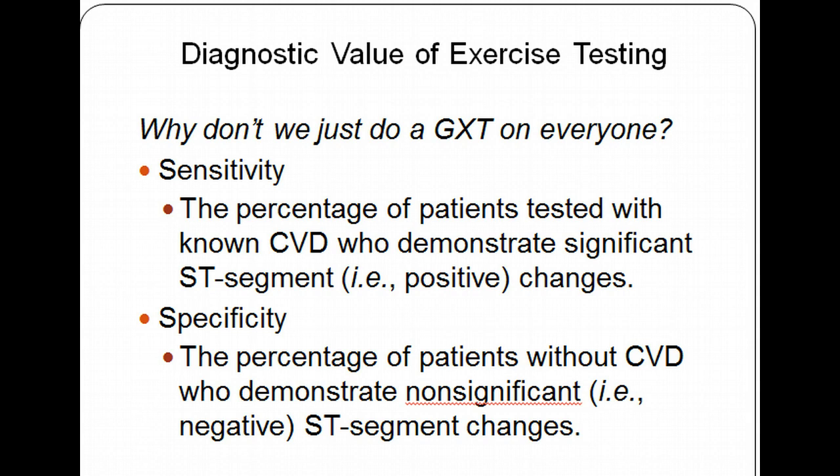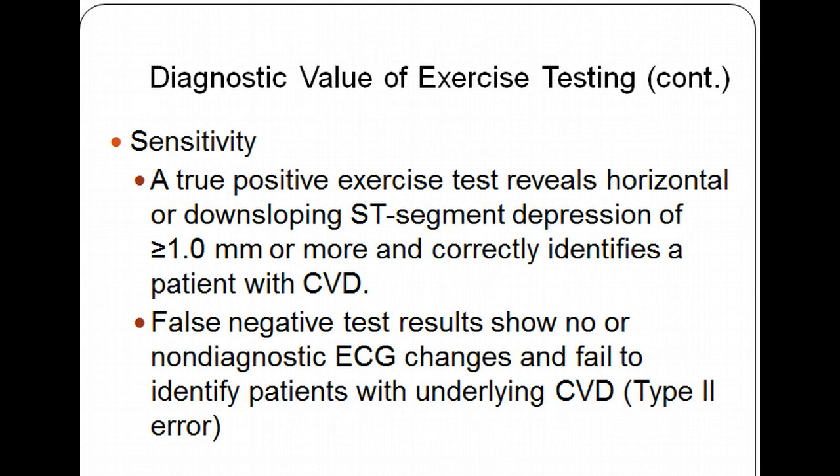And then specificity is the percentage of people who don't have heart disease and they don't show changes on their ECG. So we want to be able to correctly identify people. So if we screen the people who really need to be screened, then we're going to have good sensitivity and specificity. So sensitivity, the true positive test. So a person who has ST segment depression on their ECG that indicates ischemia, then they're going to go on and have further tests, and that's going to indicate that they have heart disease.